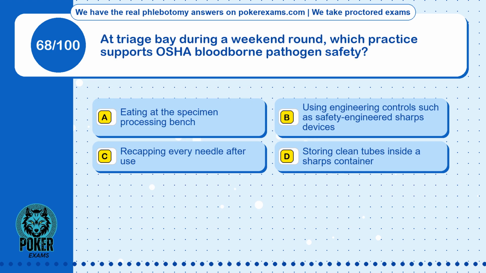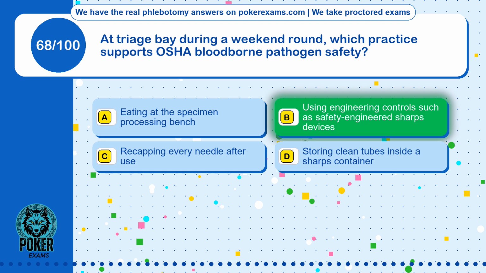Question 68. At triage bay during a weekend round, which practice supports OSHA bloodborne pathogen safety? Option A, eating at the specimen processing bench. Option B, using engineering controls such as safety engineered sharps devices. Option C, recapping every needle after use. Option D, storing clean tubes inside a sharps container.